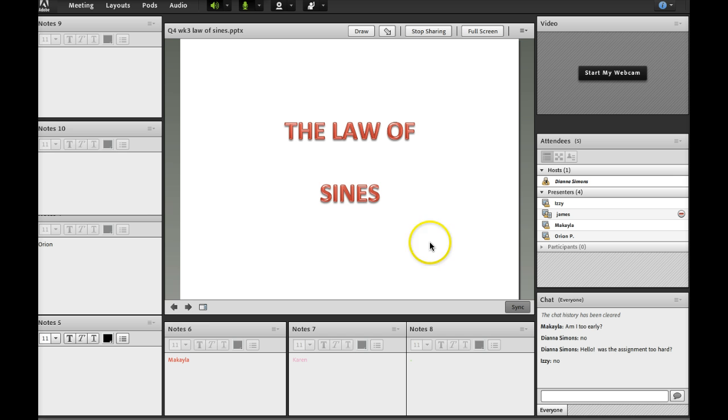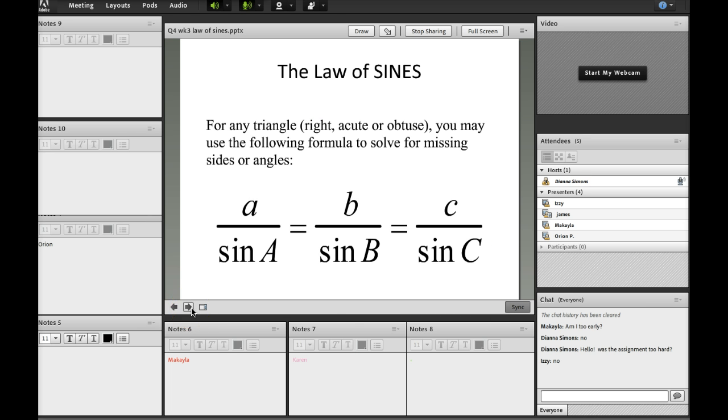Okay, so let's get started. Law of sines is a pretty easy and straightforward kind of formula. The lowercase letters represent sides, and the uppercase letters represent angles, okay? And they're always sines, hence law of sines.